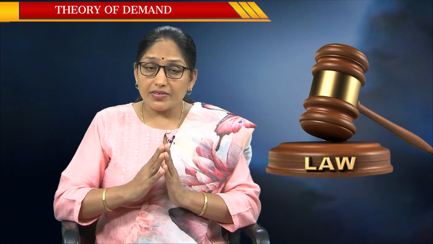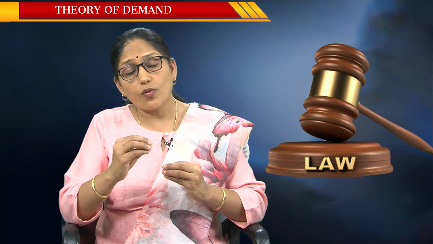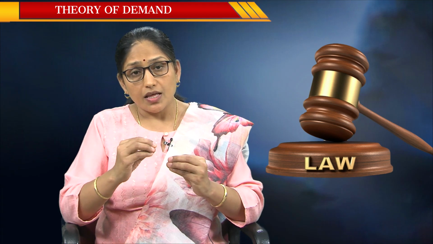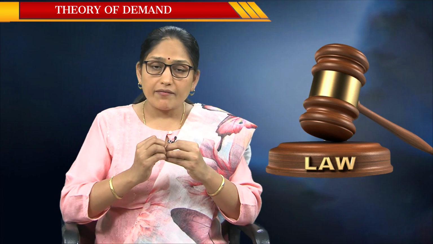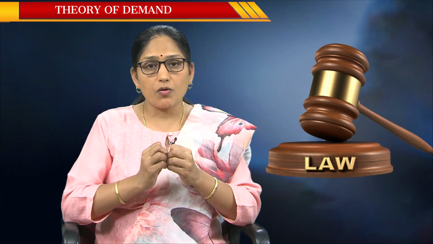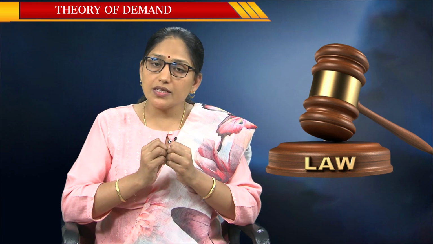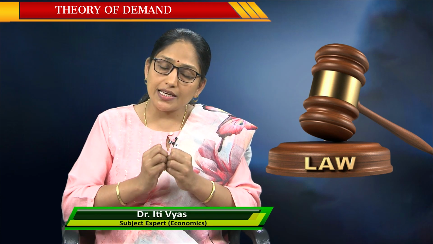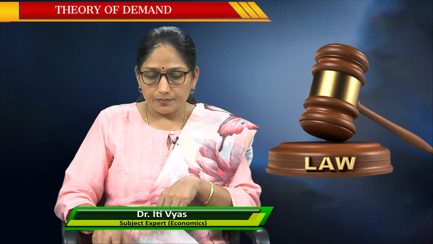Unitary elastic, which says that proportionate change in prices and proportionate change in quantity demanded are the same. So, this is called unitary elastic demand. Here the value of elasticity is equal to 1, which says that proportionate change in demand and proportionate change in price of the commodity are the same. In relatively elastic demand, the value is greater than 1, and in case of relatively inelastic demand, the elasticity value varies from 0 to 1.